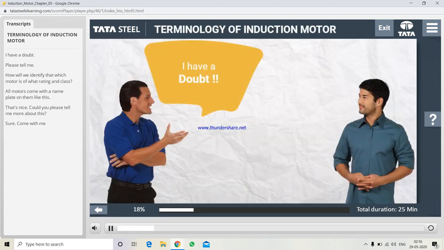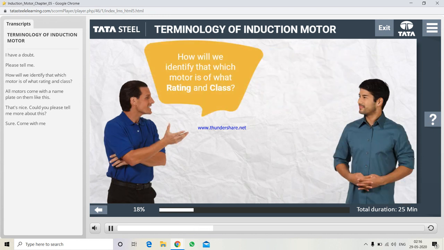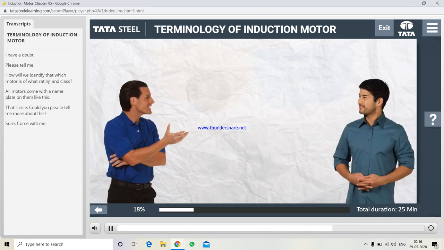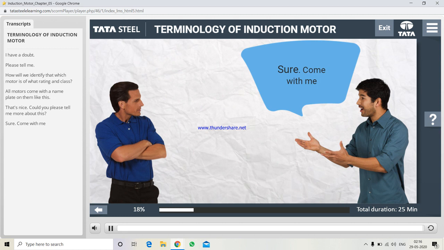I have a doubt. Please tell me. How will we identify which motor is of what rating and class? All motors come with a nameplate on them like this. That's nice. Could you please tell me more about this? Sure, come with me.